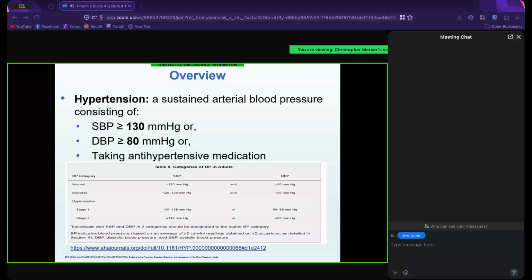So how do we define hypertension, right? For us, we're going to say sustained elevation in blood pressure. Currently, we're going to use the numbers as systolic blood pressure greater than 130 millimeters of mercury, or diastolic greater than 80. Or, third caveat, if you're taking an antihypertensive medication, or your patient is. So that's what we're going to say is hypertension.